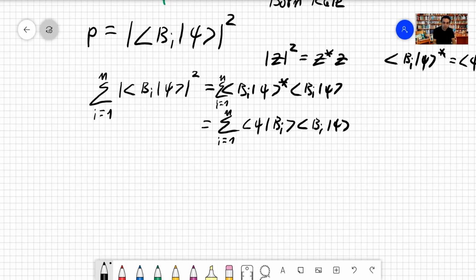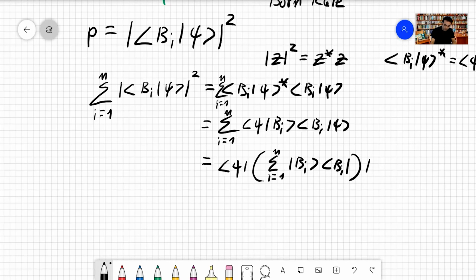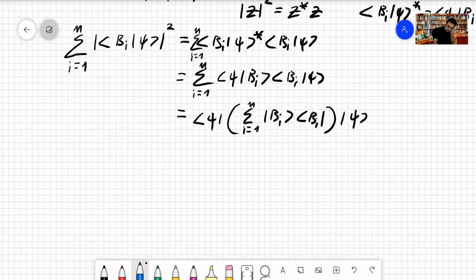And again, we see why this bracket notation is very useful and very elegant, because we can just say that this is ⟨ψ| times the sum over i from 1 to n of |b_i⟩⟨b_i| times |ψ⟩. Of course, this thing here, if you remember, is the completeness relation. So this equals 1, which means all of this just equals ⟨ψ|ψ⟩, which is 1, because we said all states are vectors that have norm 1.